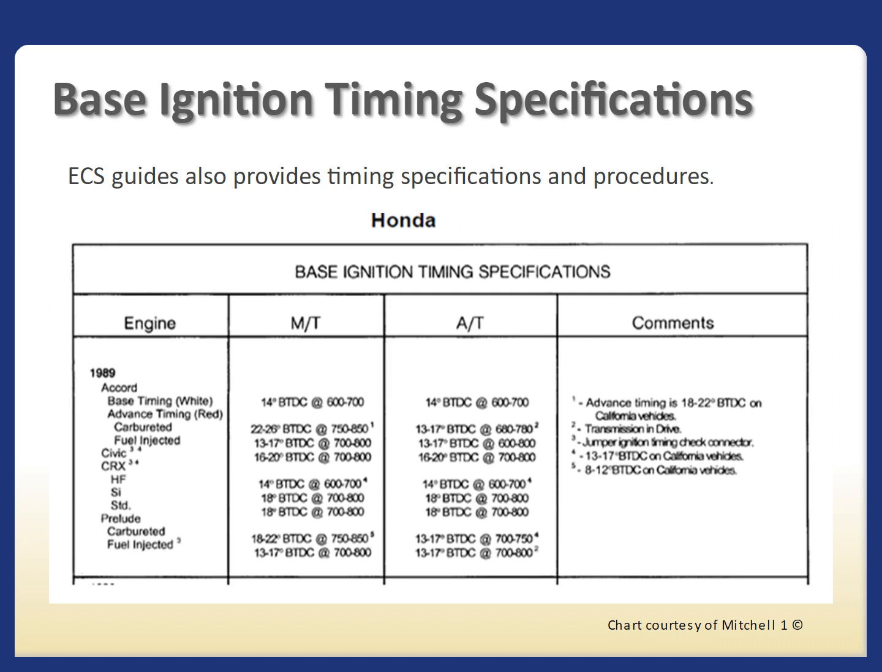ECS guides provide timing specifications as well as conditions required to perform the timing test. It is organized by make, year, model, and engine. The vehicles are then subdivided into automatic and manual transmission. Footnotes are provided to give more specific information. If there is a discrepancy between the underhood label and the ECS guide, the underhood label shall take precedence over the ECS guide.